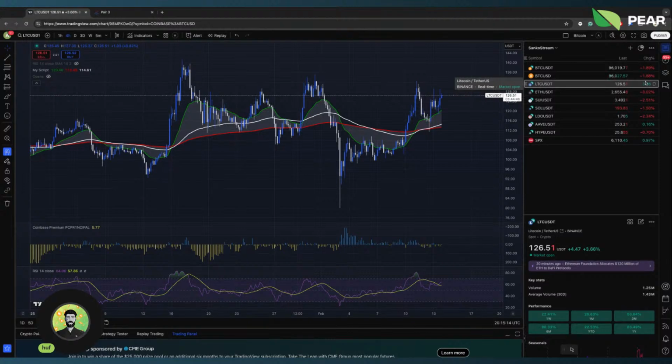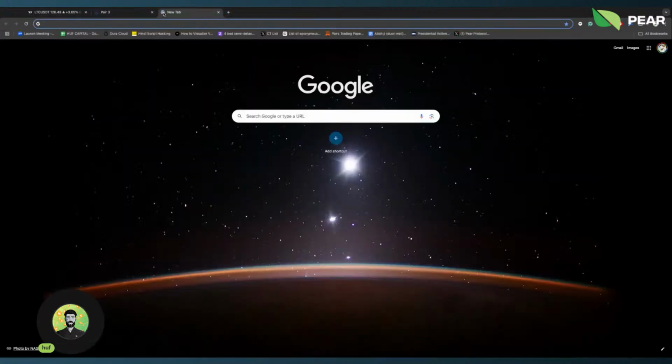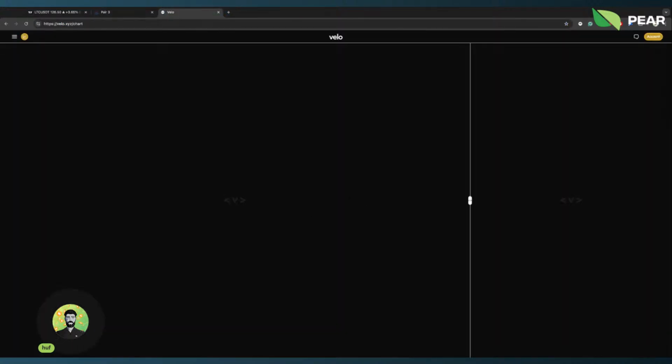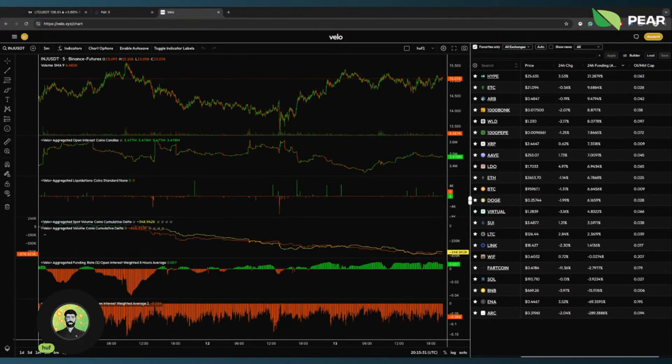Litecoin is just showing this ridiculous relative strength, whilst ETH is down, whilst Sol is down, whilst Bitcoin's down. So it's just been interesting to me that this has continued to happen. But I think we can flick over now to Velo Data and take a look what's going on here.